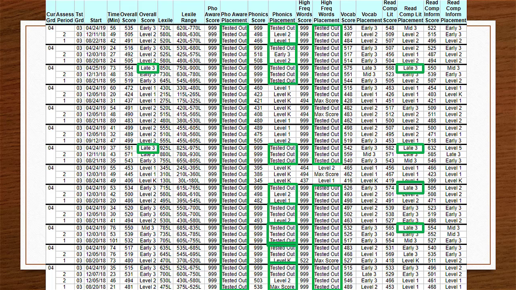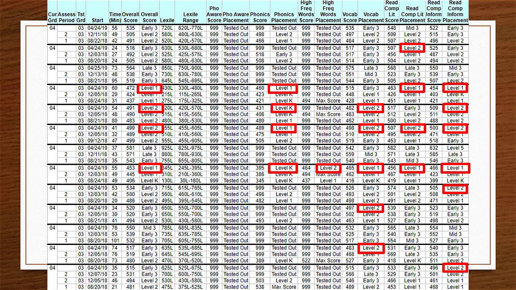You may see there are students who fall within grade 3, but because we are concerned with students meeting grade level standards at the end of their previous year, we are only highlighting students who scored a late 3 or tested out score within the subdomains.